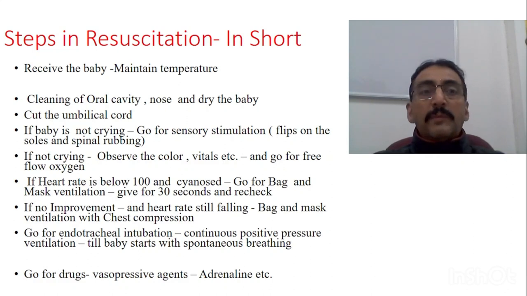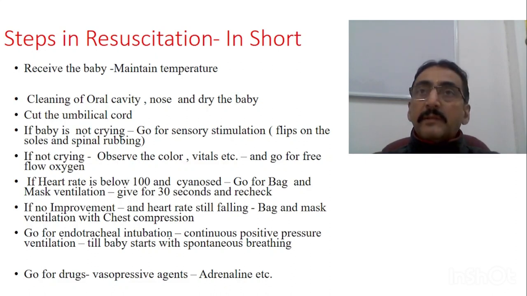Okay, so when you receive the baby, the first thing is always to maintain the temperature by different methods. It may be wrapping the baby or putting it on the radiant warmer, maintaining the temperature of the room, whatever. Then the immediate next step is to clean the oral cavity and nose, dry the baby, and then cut the umbilical cord. If the baby is not crying by this time, then you have to go for some sensory stimulation. Flicks on the soles and palms, and if that is not working, go for spinal rubbing. This is also one of the methods of sensory stimulation. The spinal area should be rubbed in the upward direction.